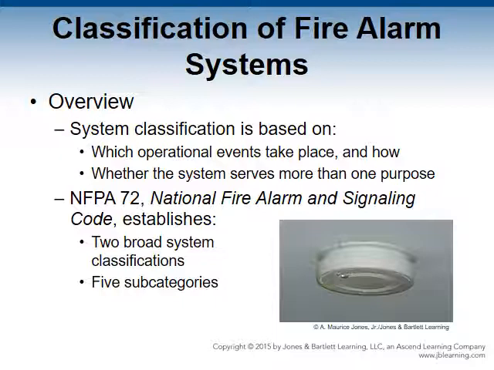System classification is based on the following: which operational events take place, how the operational events take place, and whether the system serves more than one purpose. And yet again, our standard of reference is NFPA 72, the National Fire Alarm and Signaling Code, which established 2 broad system classifications and 5 subcategories that we'll go into later.